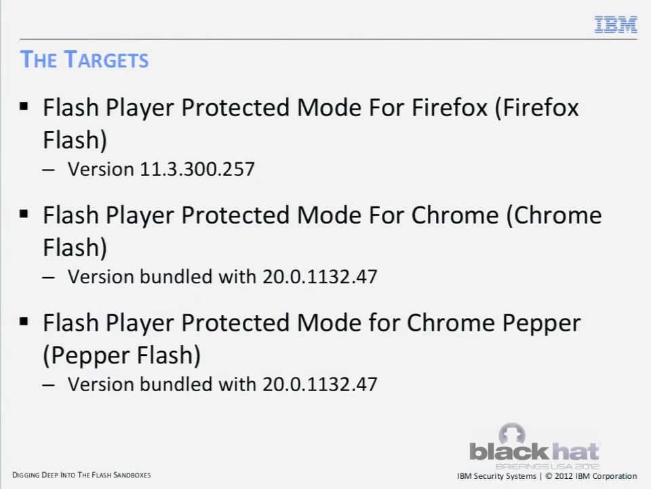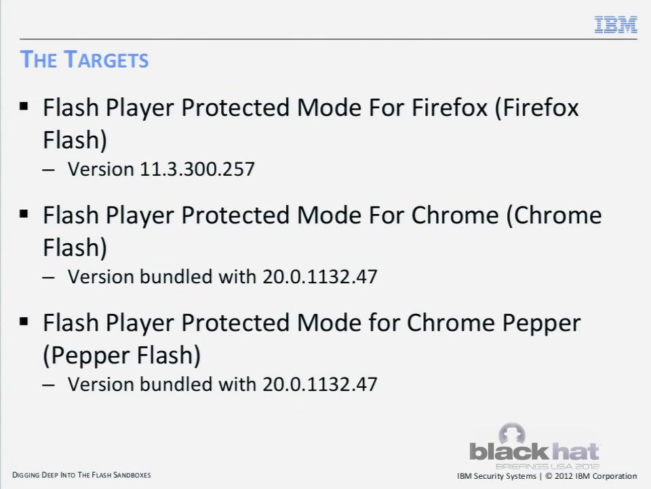So what are our targets? These are our targets: the Flash Player Protected Mode for Firefox, Flash Player Protected Mode for Chrome, and Flash Player Protected Mode for Chrome Pepper. We will be referring to them as Firefox Flash, Chrome Flash, and Pepper Flash throughout this talk. These are all, by the way, the Windows versions of the software.